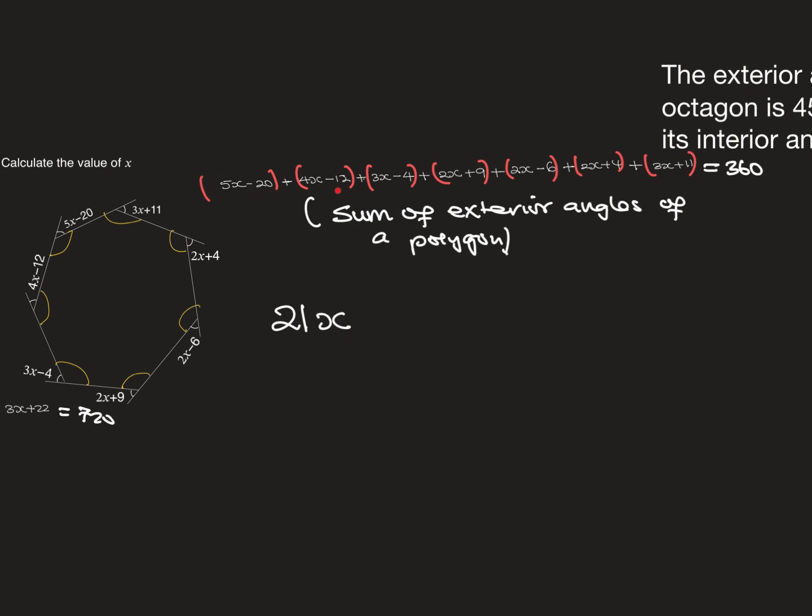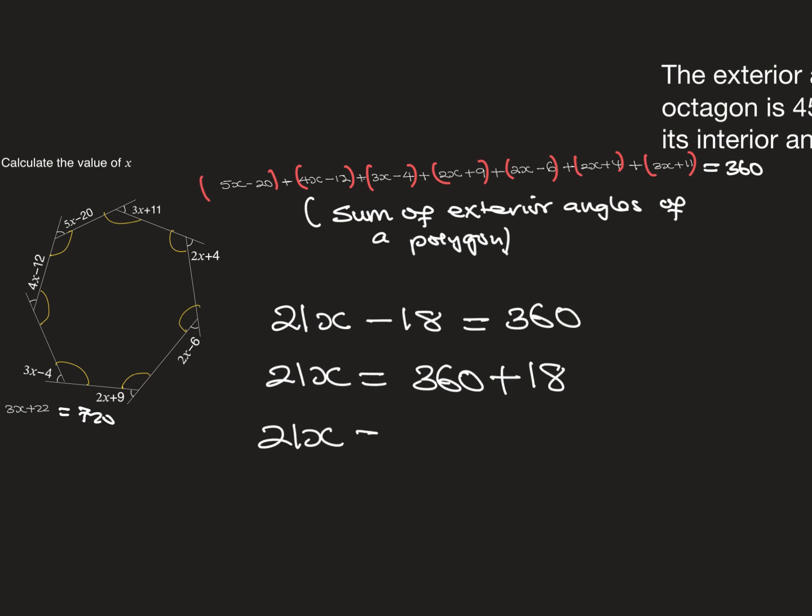Then we can add the numbers. Plus 20, minus 12, minus 4, plus 9, minus 6, plus 4, plus 11. That will give 18. So this is equal to 360. So that is going to be 21x is equal to 360 minus 18. 21x is equal to 342.